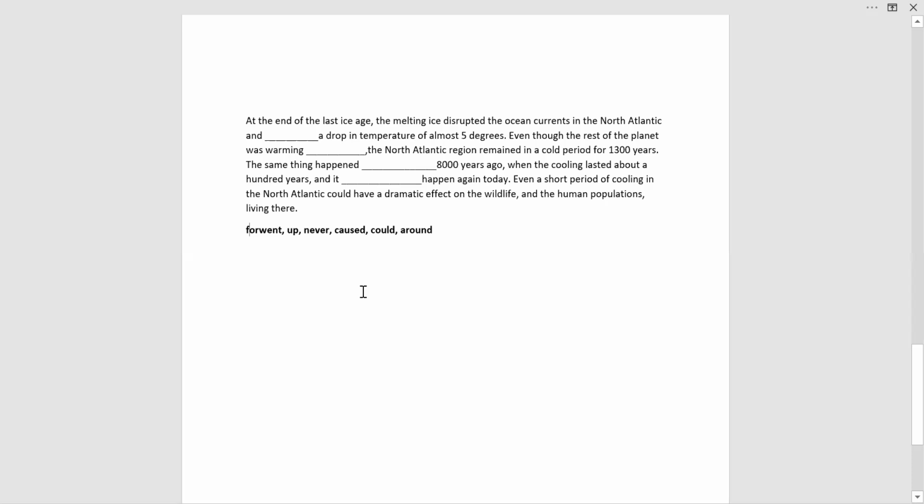Kabisha, second, third, and fourth are right. First is not right. Okay, so the first answer is: caused a drop in temperature of almost 5 degrees, right? And the second answer is: even though the rest of the planet was warming up.